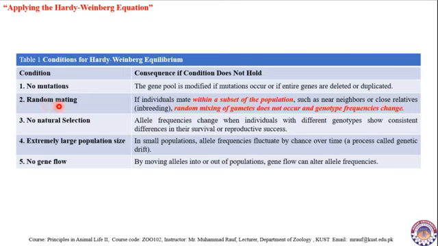Random mating. Random mating is a process in which, in a population, a particular individual has equal opportunity of mating with any other individual in the population that is of the opposite sex. Suppose we have a population of 100 beetles, 80 of them are black in color, 6 of them are white in color, and 14 of them are brown in color.